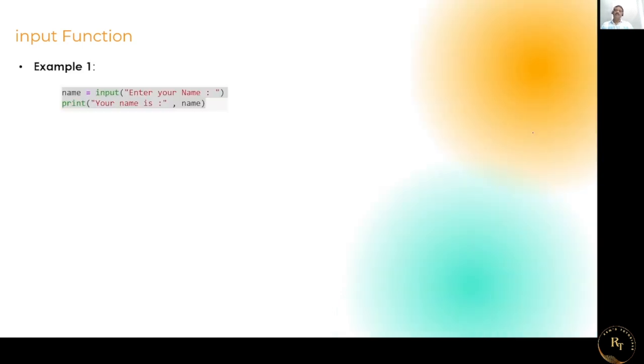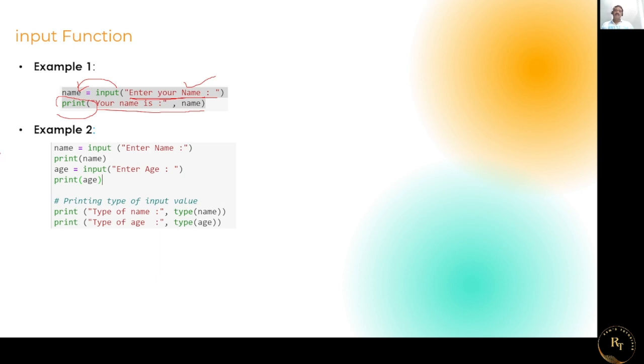Let's take an example. The first line says name is equal to input, and an interior message. This message is nothing but a prompt which I display to the user, and next to that it allows me to enter the data. Whatever data I enter from the keyboard gets stored in a variable called name. So enter your name is basically a prompt, and whatever data you enter after this goes to the variable name, and I can display that name back to the user. We will discuss the print method later, but as I said, it is basically to display the outcome back to the user.